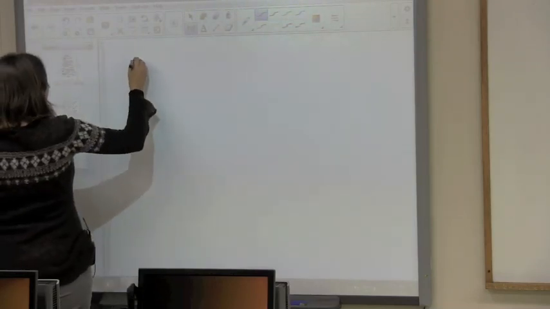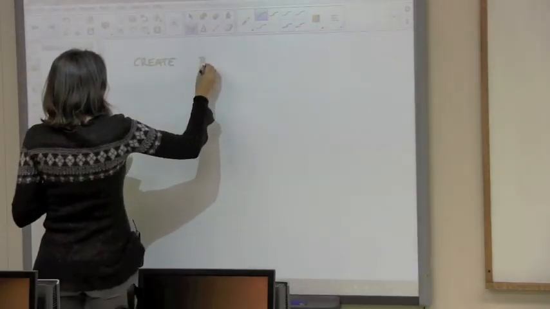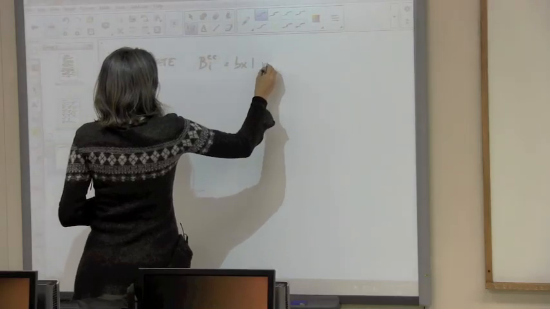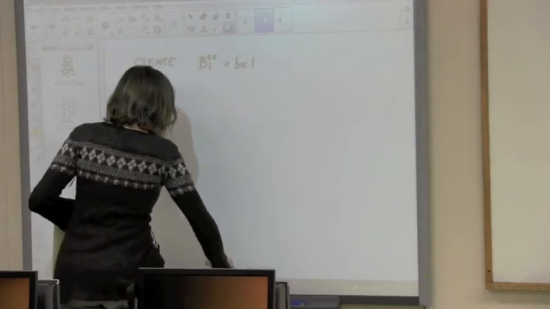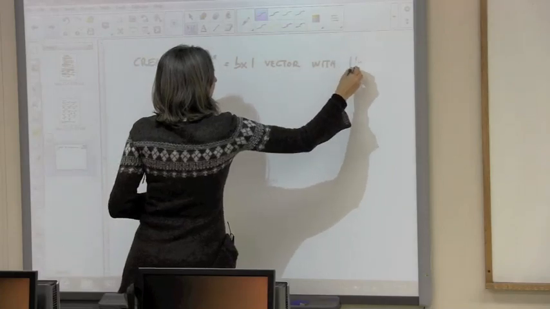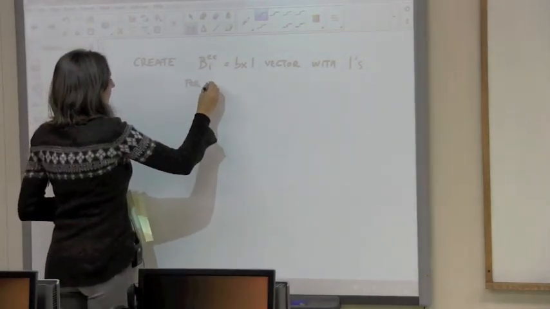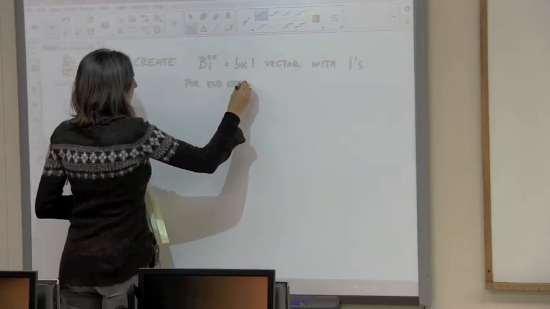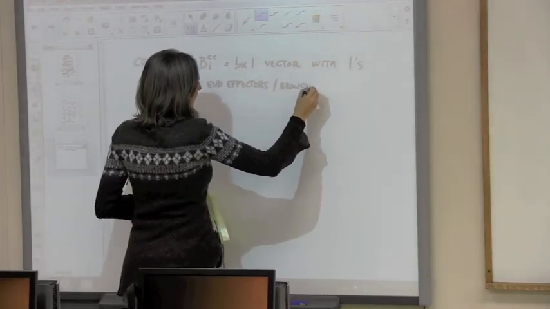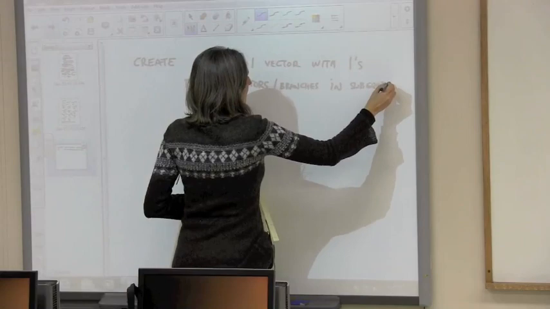Let's create this vector that we called Bi of the end effector, which is a B times 1 vector, with 1s for those end effectors or branches in the subgraph, and zeros for the rest. Okay?